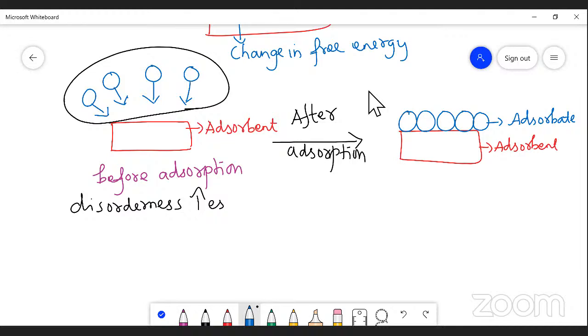Before adsorption, the molecules move in all directions. So what happened to the disorder of the gas? The disorder of the gas increases because the molecules are not in an ordered way. So disorderness, or you can say randomness, increases.